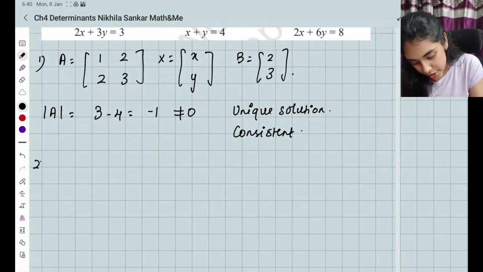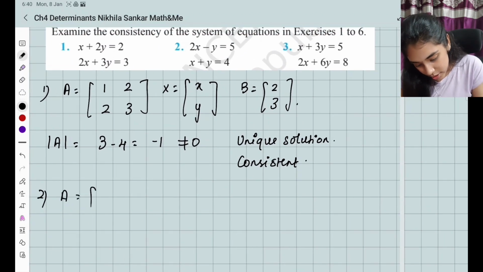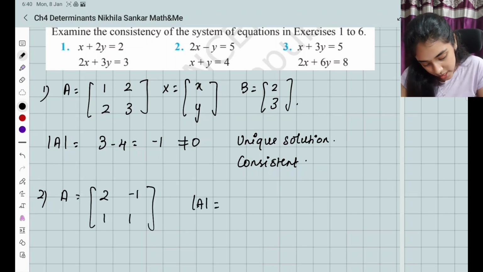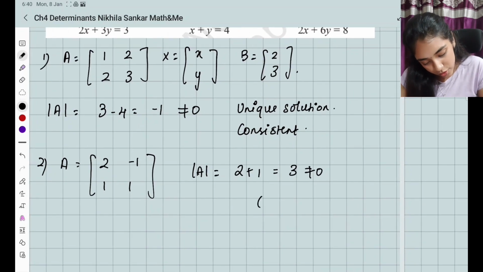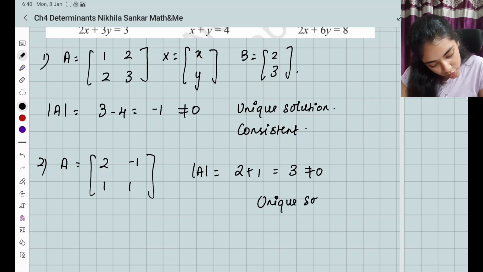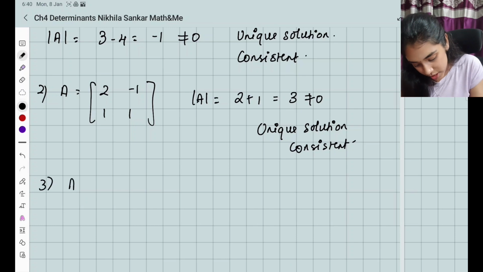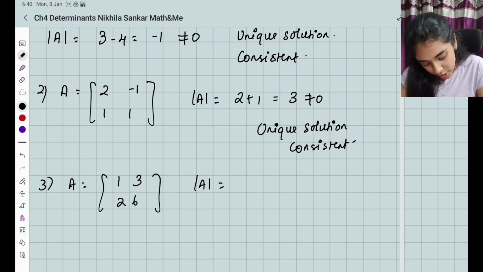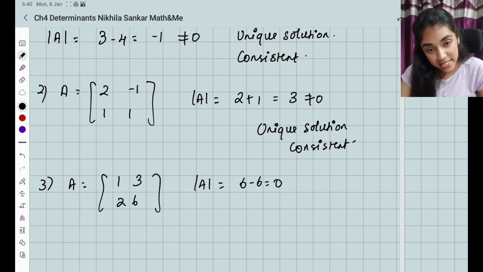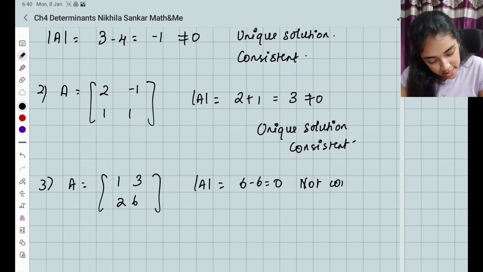Okay, now second question, you have the matrix A to be 2, minus 1, 1 and 1. Okay, so in this case the determinant of A is going to be 2 minus of minus 1, which is going to be 3. So this is also not equal to 0. So you have a unique solution and consistent. Okay, then now third subsection, 1, 3, 2, 6. So third question, A equals 1, 3, 2, 6. So here the determinant of A is going to be 6 minus 6, which is going to be 0. So this is not consistent.